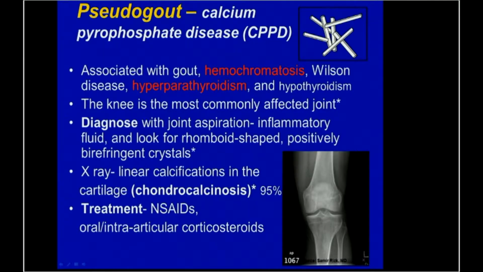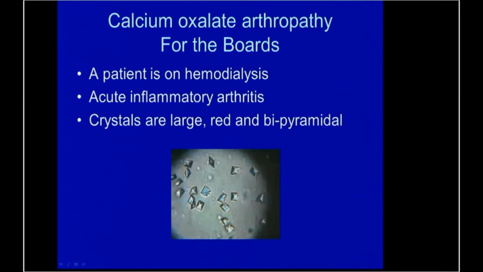This is something that I want you to remember, which is the chondrocalcinosis, which is calcification or deposition of the calcium pyrophosphate in the joints, particularly in the cartilage. And that's why we call it chondrocalcinosis, and usually associated with pseudogout, like 95% of the patients. The treatment of the pseudogout is NSAIDs, or you might give the patient some oral corticosteroids. What about the calcium oxalate arthropathy?